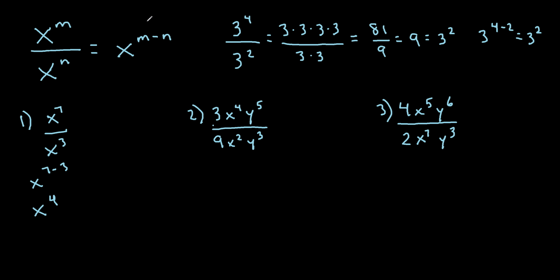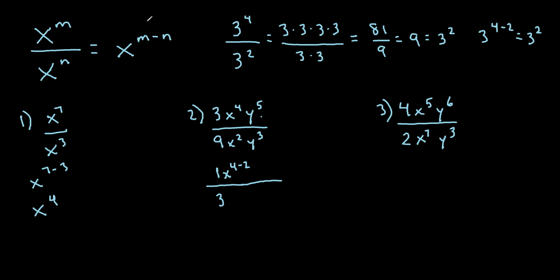So let's take a look at our second example. We have 3x to the 4th times y to the 5th divided by 9x squared times y to the 3rd. So 3 divided by 9, we can simplify this fraction right here to just 1/3. So we'll write a 1 over 3. And then we have, in the numerator, x to the 4th. In the denominator, we have x squared. So we can write x to the 4 minus 2.